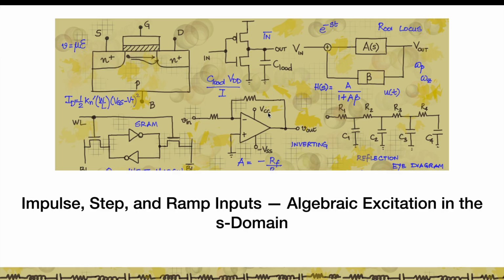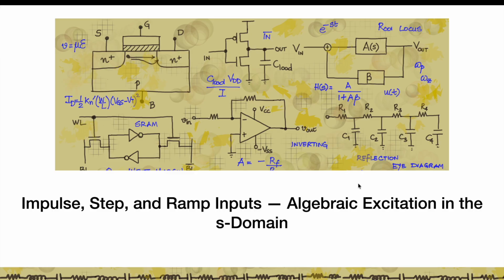An input is not primarily a drawing in time. An input is an algebraic object, X. The system is H of s. The output is Y of s. And for linear time invariant systems, under the transfer function viewpoint, the relationship is brutally simple. Y of s is equal to H of s times X of s.